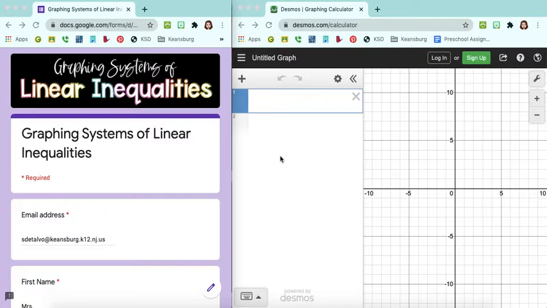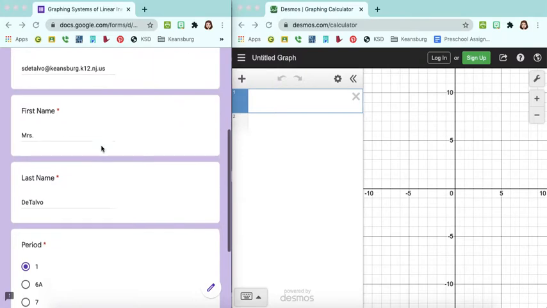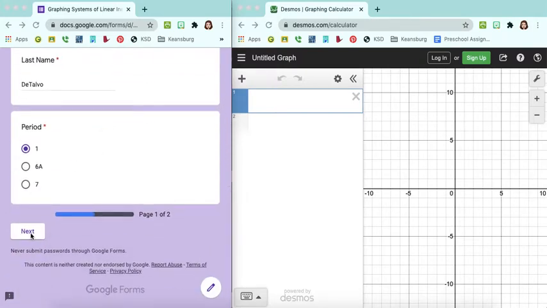So we are going to open up the classwork, and I would split your screen so that you can see the classwork at the same time that you can see Desmos, so that you can work in both as efficiently as possible. So when you open the classwork, it's going to ask you to put in your email address, your name, like it always does.